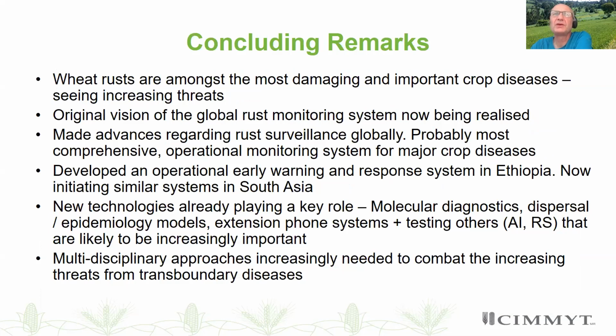So just to wrap things up, I mean, clearly wheat rusts are incredibly damaging, and they're very important basically wherever wheat is grown. And we're really seeing an increasing number of threats. I think a lot of the original vision we had for the global rust monitoring system is now being realized. I think we've made some great progress. I mean, thanks to all the contributing partners. We've put together this very comprehensive operational monitoring system, and it really stands out as being quite unique.